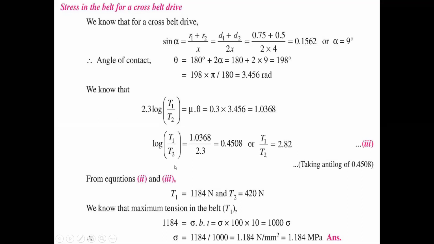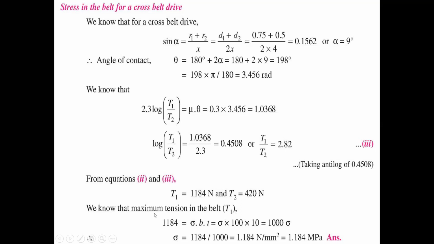Again we have the relation between T1 and T2, which is 2.82. Now substituting this relation in our basic equation, P equals T1 minus T2 into V, we achieve the T1 value of 1184 and T2 equals 420 newtons.